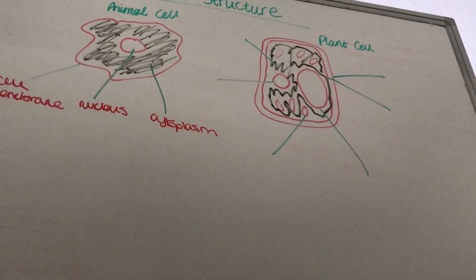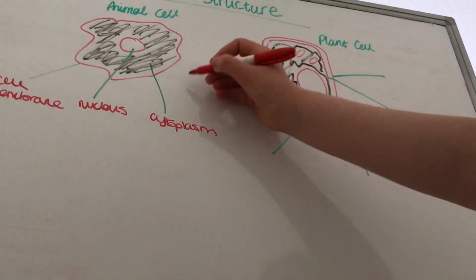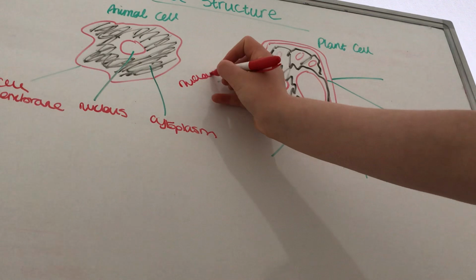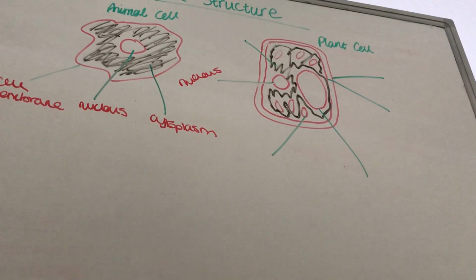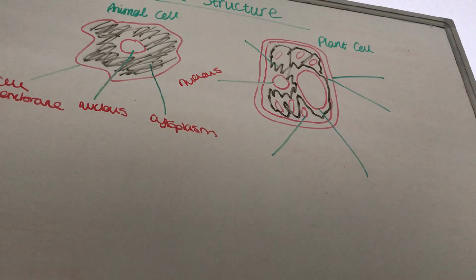So first of all, what I'm going to do is label the three structures we've got in both animal and plant cells. So that is the cell membrane, the nucleus and the cytoplasm. First of all, let's look at the nucleus. This here is the nucleus. And the nucleus controls all cell activities and contains DNA.